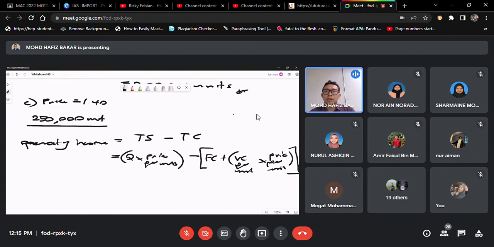Fixed cost tambah dengan total variable cost. How to get total variable cost? Total variable cost from variable cost per unit times quantity. You akan dapat total variable cost. Okay, so tambah 2 akan dapat total cost. So let's go to the question, 250,000. So 250K times price per unit, which is RM1.40.